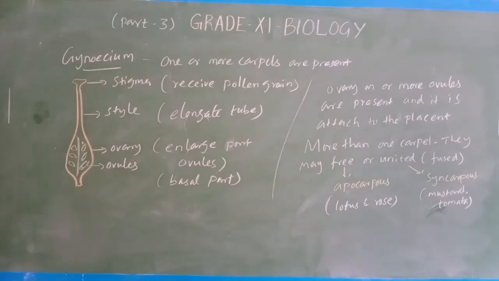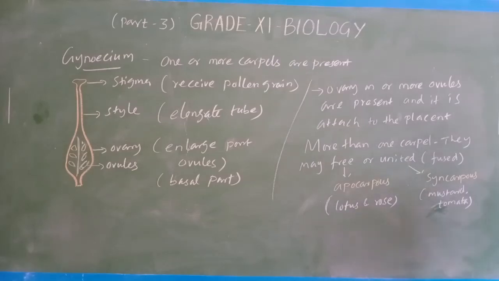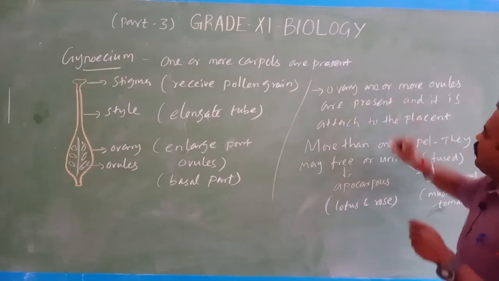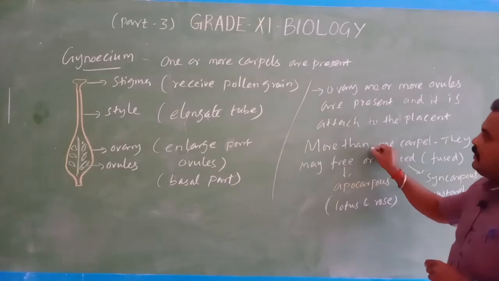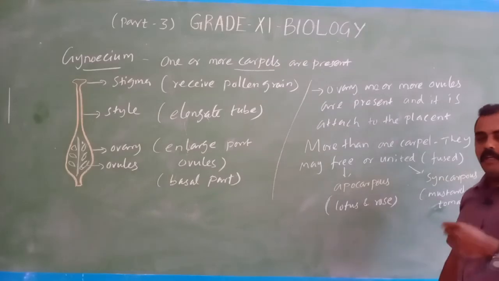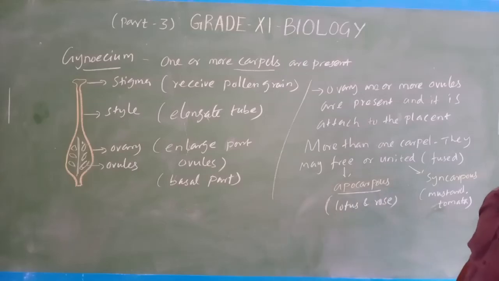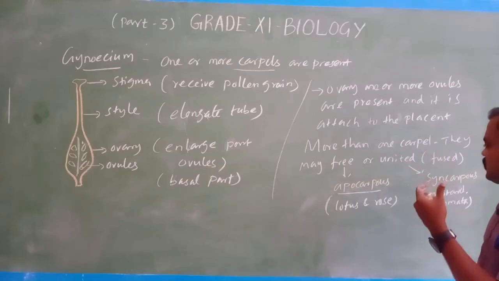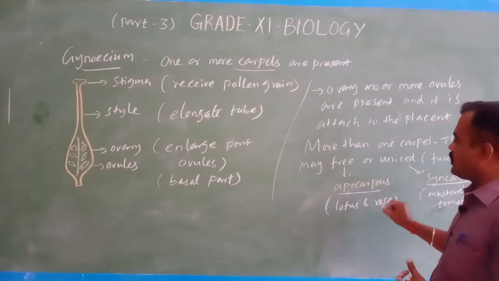So one part is the ovary. In that ovary, one or more ovules are present and they are attached to the placenta. And here I said one or more carpels are present. If they are free, not attached, it is called apocarpous. If more than one are united, it is called syncarpous. Examples: mustard, tomato. The apocarpous examples are lotus and rose.